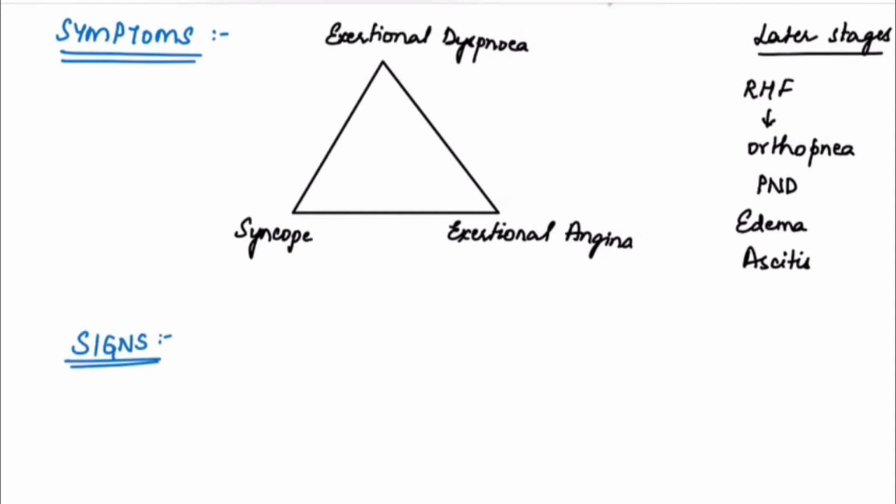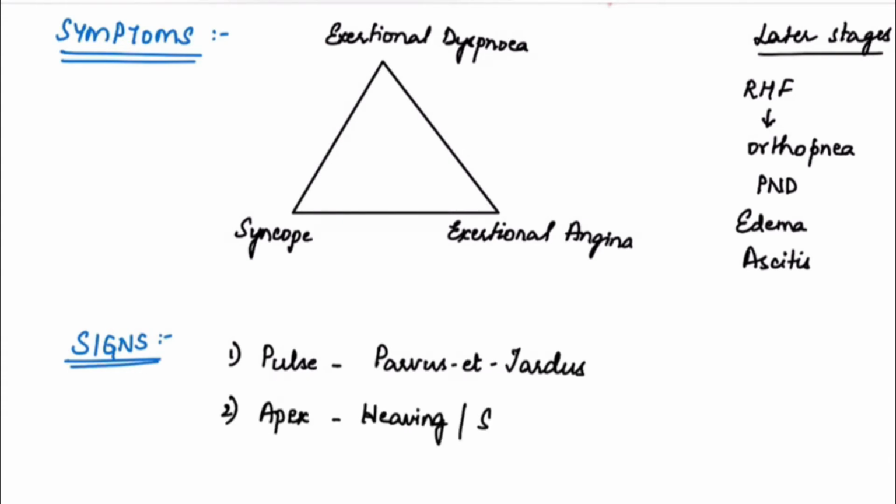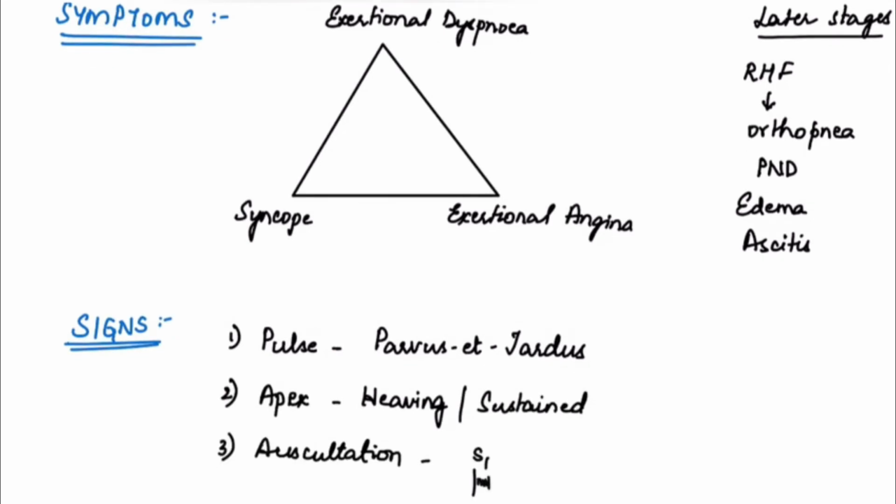And signs of aortic stenosis include a slow rising and late peaking pulse known as parvus et tardus, an apex which is heaving or sustained type, and on auscultation there is a normal S1 with an ejection systolic murmur, and then there is an S2.